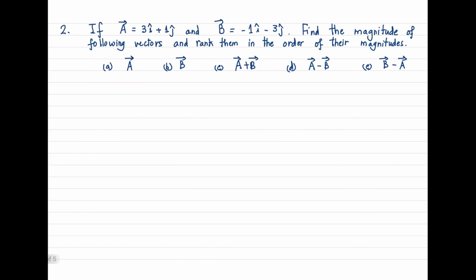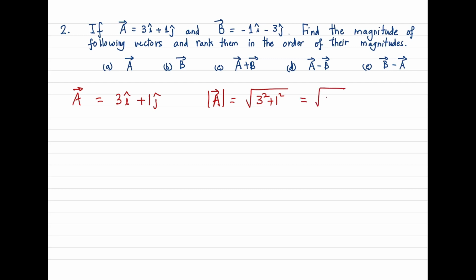Next question, let's look at the next one. If vector A is 3i plus 1j and vector B is minus 1i minus 3j, find the magnitude of the following vectors and rank them in the order of their magnitudes. So first we'll find the magnitude of each vector. So vector A is given as 3i cap plus 1j cap. If I want to find the magnitude of vector A, I will use the radical formula, 3 squared plus 1 squared.